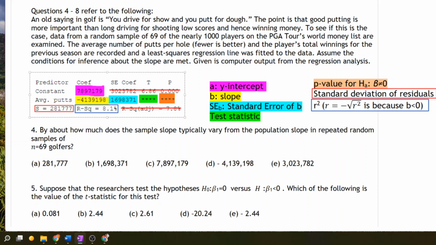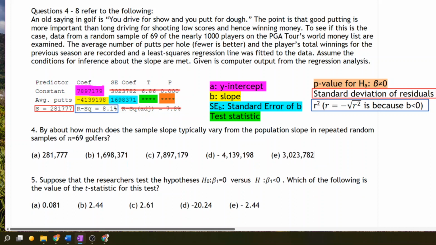Okay, with all of that, by about how much does a sample slope typically vary from the population slope in repeated random samples of 69 golfers? Well, for this one, we're looking for the standard error of b, which we already know from our chart. It's letter B.